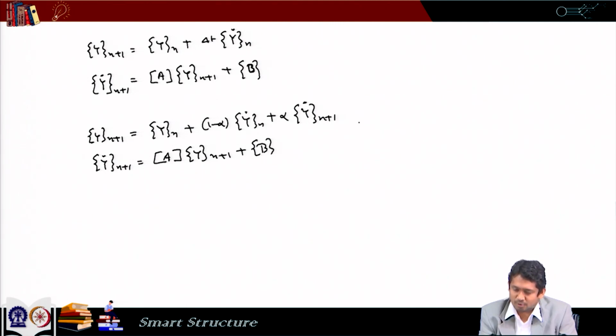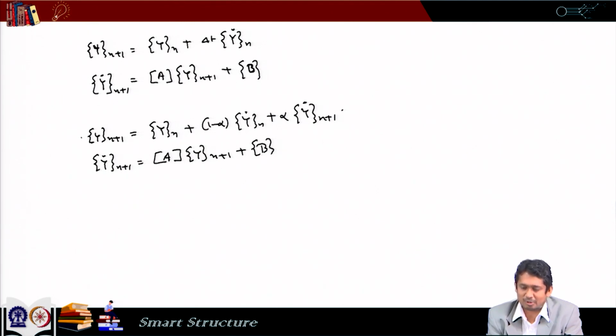Now, at time t equal to 1, in this equation we have two unknowns; this is also an unknown, this is also an unknown. In the previous case, this term was not there, so there was only one unknown, which is yn plus 1, and we could easily find it out. Here we have two unknowns, y at n plus 1 and y dot at n plus 1. In the second equation also we have two unknowns, y dot at n plus 1 and y at n plus 1, and anything at the nth time step is known to us.